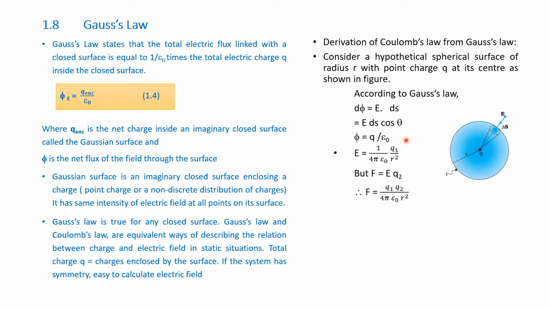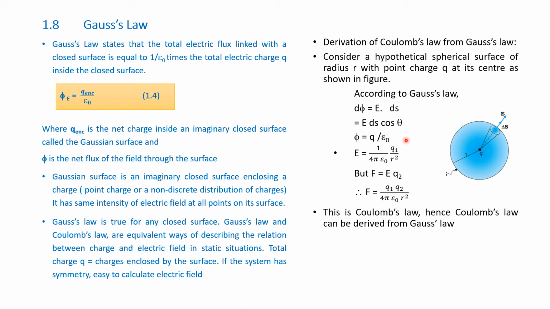From Coulomb's law, we know E is equal to Q1 divided by 4 pi epsilon naught r square. But F is equal to E into Q2. Therefore, force is equal to Q1 Q2 over 4 pi epsilon naught r square. This is nothing but Coulomb's law, which is obtained from Gauss law.